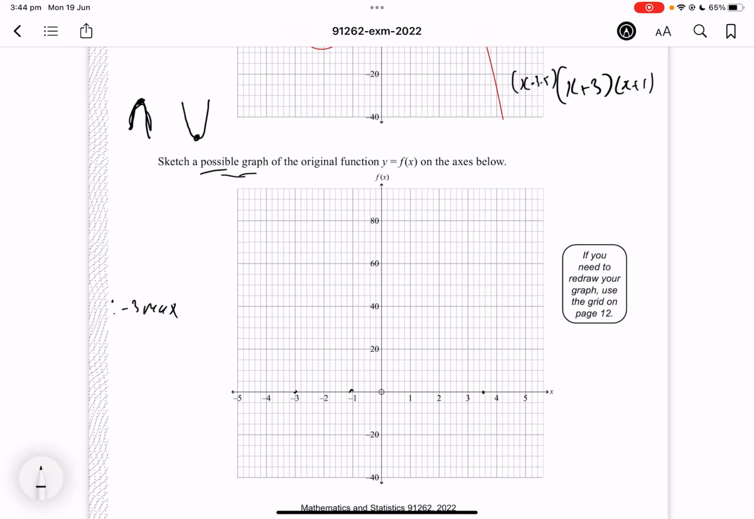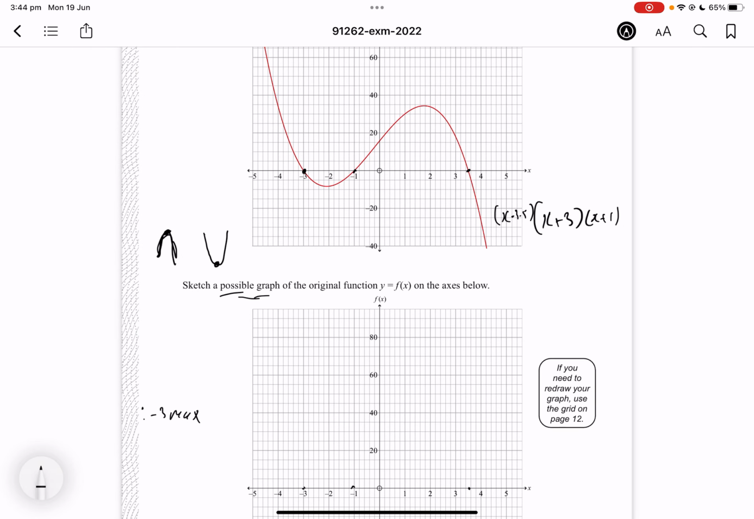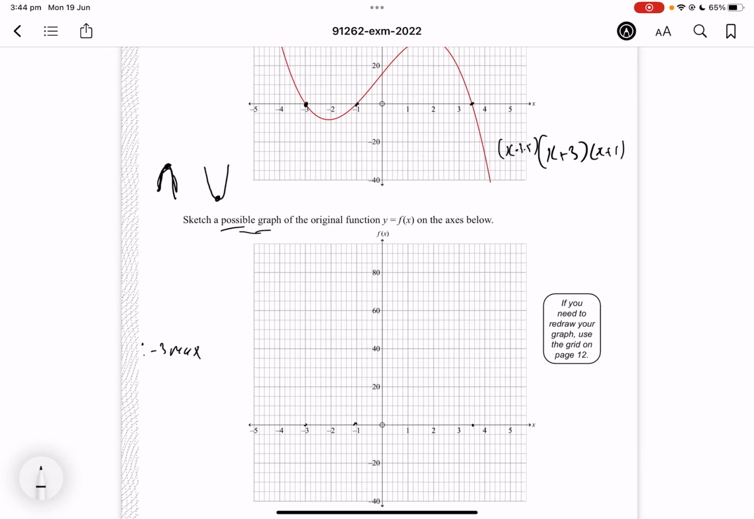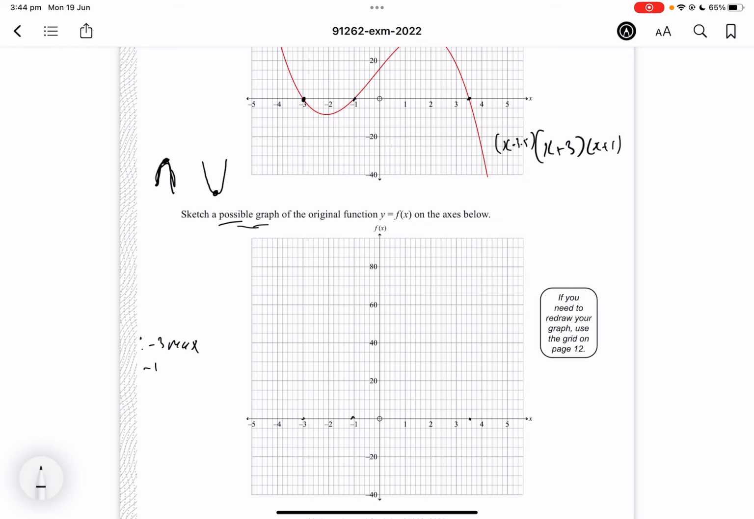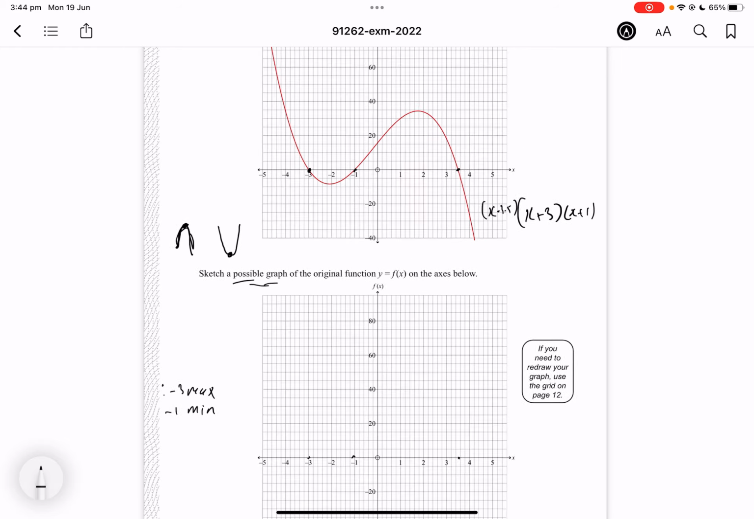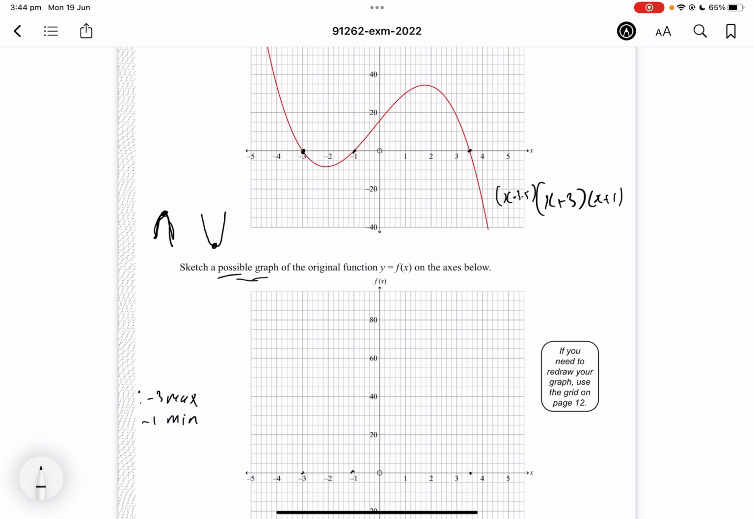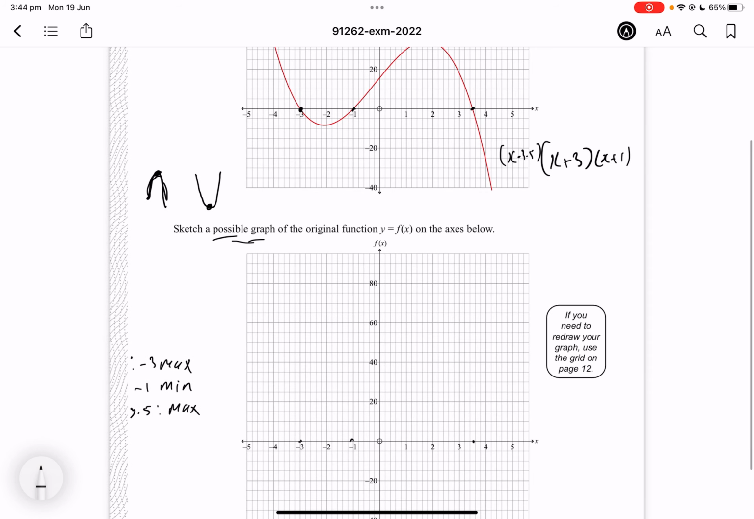Then we can look at the point -1. For values less than -1, a very short distance away from -1, the gradient is less than 0, so it's decreasing. For small distances above -1, it's increasing. That tells us this will be a minimum. So -1 is a minimum. Likewise, 3.5 should be alternating, so 3.5 would be a maximum. So a maximum will look like this, a minimum like that, and a maximum something like this.